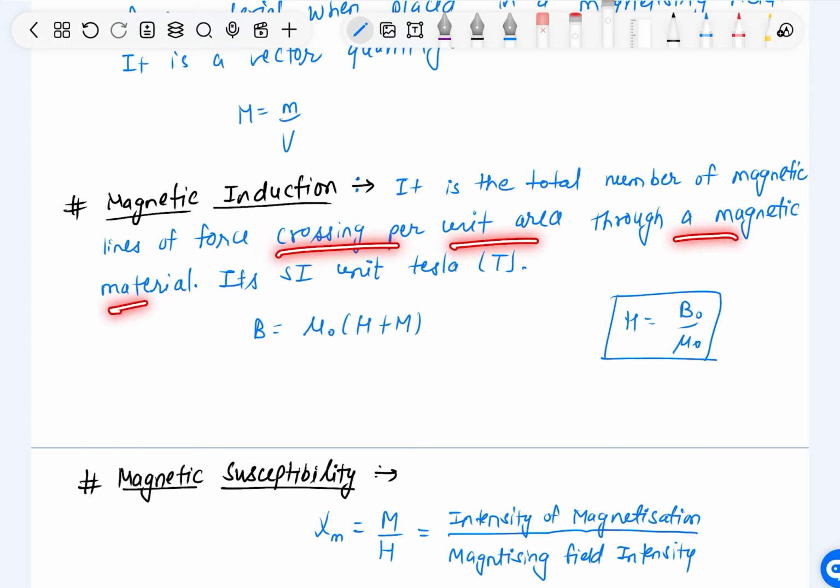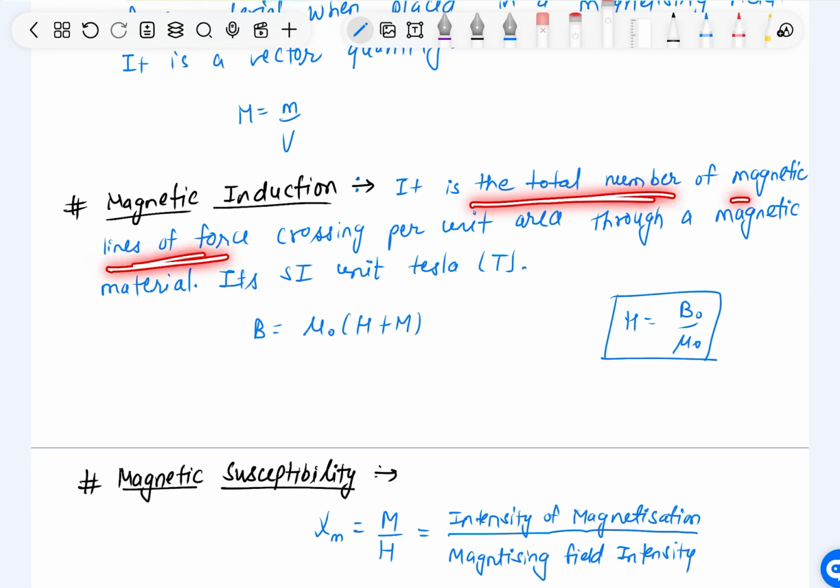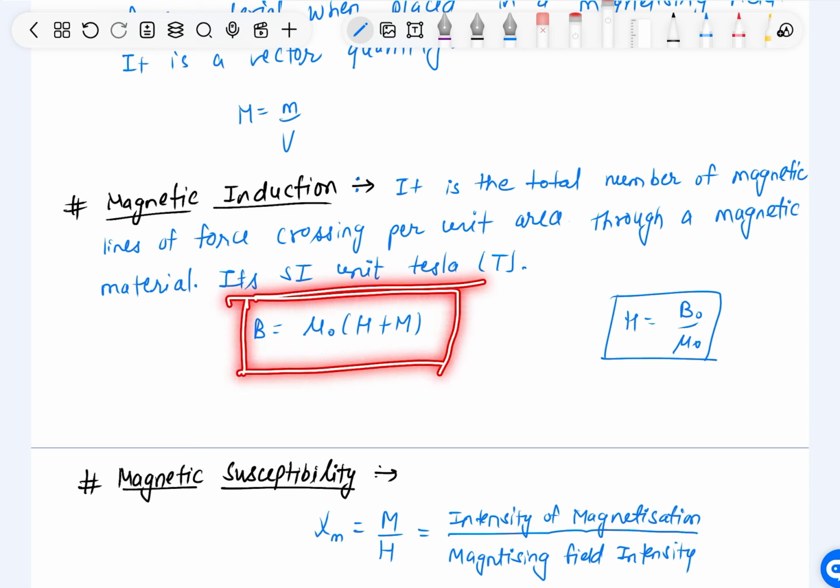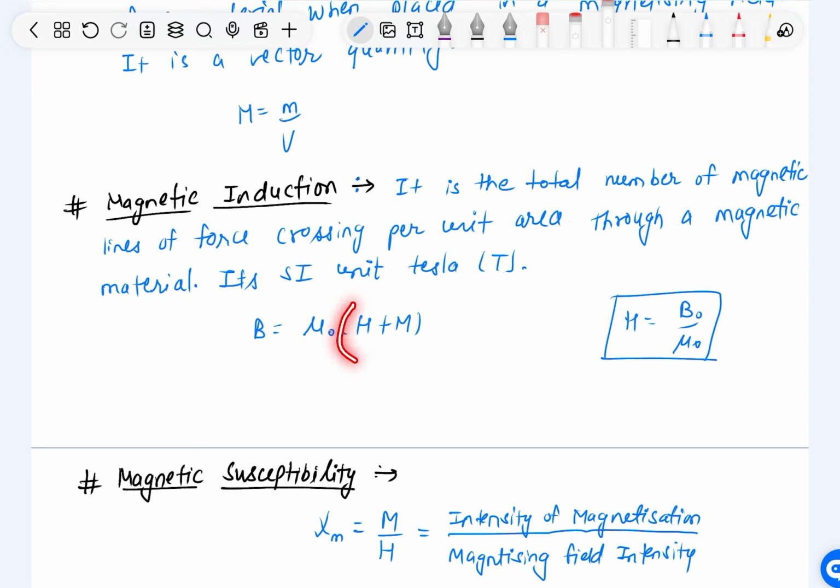through a magnetic material. क्या है ये? It is the total number of magnetic field force lines. ये कितनी force lines पास हो रही है per unit area. ऊपर बात की थी volume की, and here we are talking about the area. So for a particular material, its unit is Tesla and B equals mu naught into H plus capital M, and the value of H equals B naught upon mu naught.